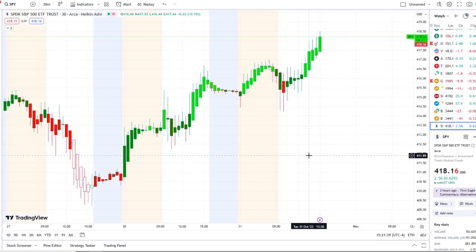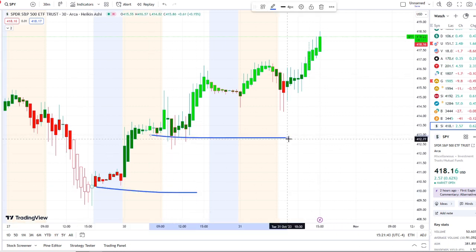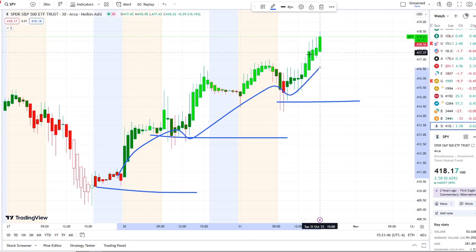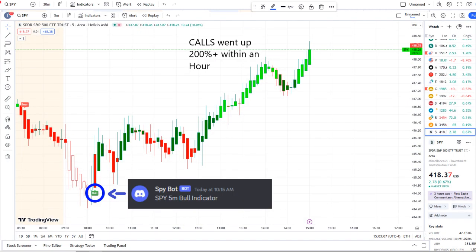Here we are with the SPY, the SP 500 index, continuing this staircase effect from yesterday into today. And in today's volatility, our SPY bot at 10:15 a.m. sent out a bull indicator, and from that moment forward, inflows crossed the midpoint to the upside, full strength there on 42 vision, and call options went up 200% plus within an hour, guys.